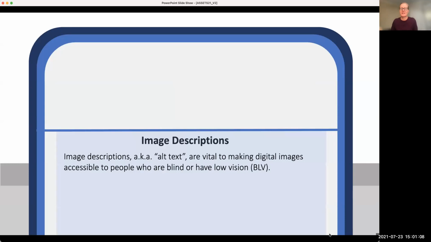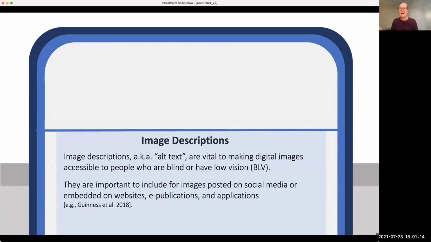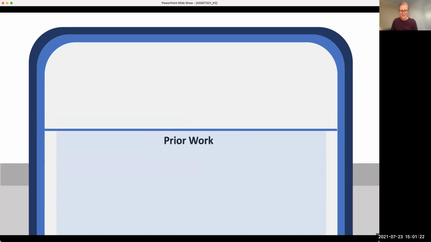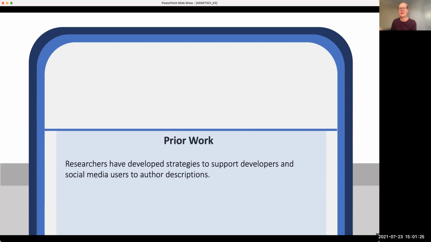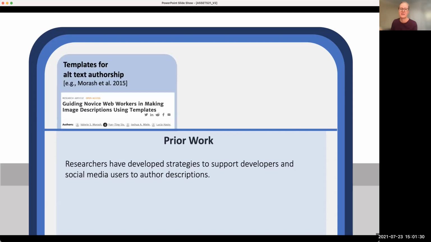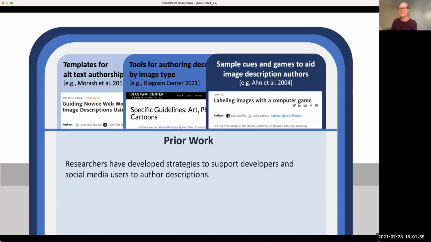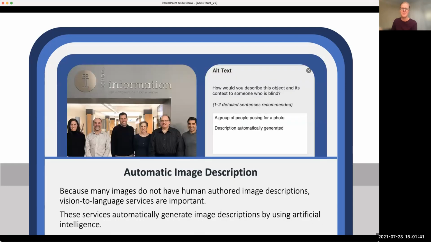So image descriptions or alt text are vital to making digital images accessible to people who are blind or who have low vision. And they're important to include in images posted on social media, embedded in websites, on e-publications, and elsewhere. But prior work has focused on developing strategies to support developers and social media users to author alt text and descriptions. These include templates, other tools for authoring descriptions by image type, and sample cues and games to aid in image description. But because many images don't include human annotated or human descriptions, vision to language services are important.